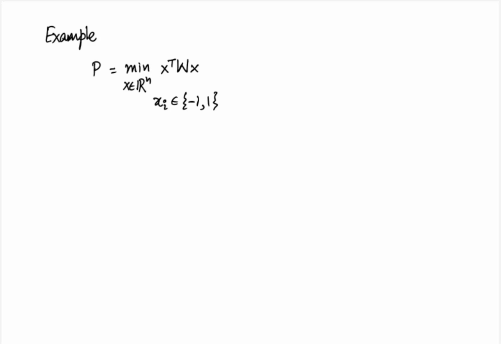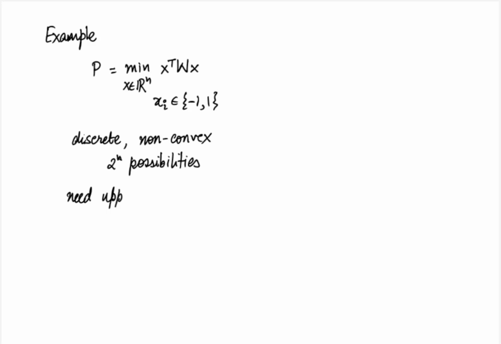This is also called the partitioning problem and is clearly a discrete and non-convex problem where the solution space consists of 2 raised to the power n points. Many of the algorithms in discrete optimization such as branch and bound actually work by upper and lower bounding the objective function and by systematically cutting down the solution space into progressively smaller regions.